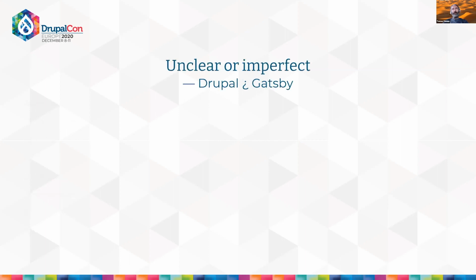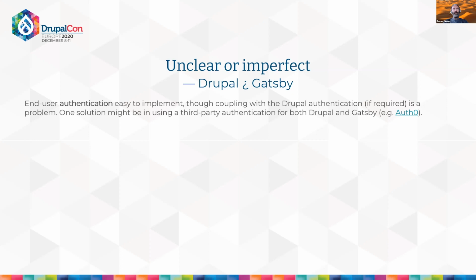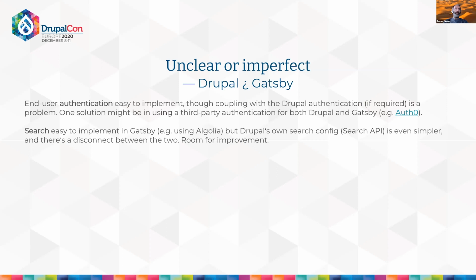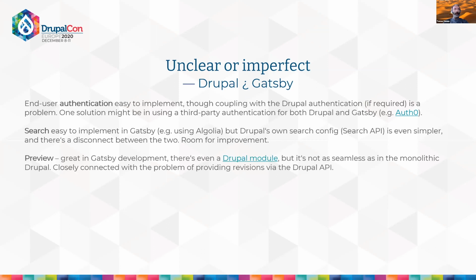What is unclear or imperfect? The end user authentication in Gatsby is easy to implement, but it's more difficult to couple it with Drupal authentication if required. But maybe you don't require it, then you can solve it by using third-party authentication for both Drupal and Gatsby. There are many techniques to achieve that. Search, again, is easy to implement in Gatsby alone, but I find that Drupal's own search configuration using Search API is still more superior, so there is definitely room for improvement.